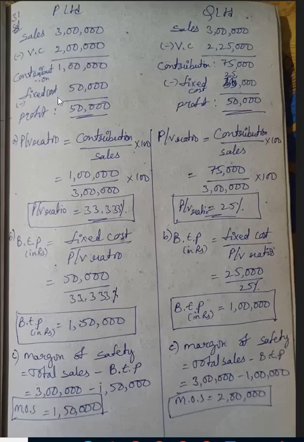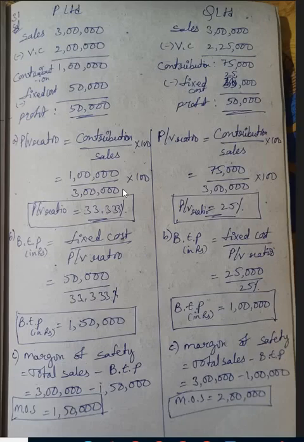Fixed cost in P Limited is 50,000. If you subtract the fixed cost of 50,000 from the contribution of 1 lakh, you will get profit. Here also you can see contribution is 75,000 minus fixed cost of 25,000, so you get a profit of rupees 50,000. Both the companies earn a profit of rupees 50,000.